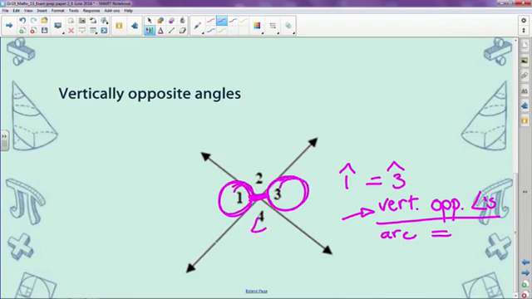Looks kind of like a guy with glasses. There we go. Okay, a little bit of fun.